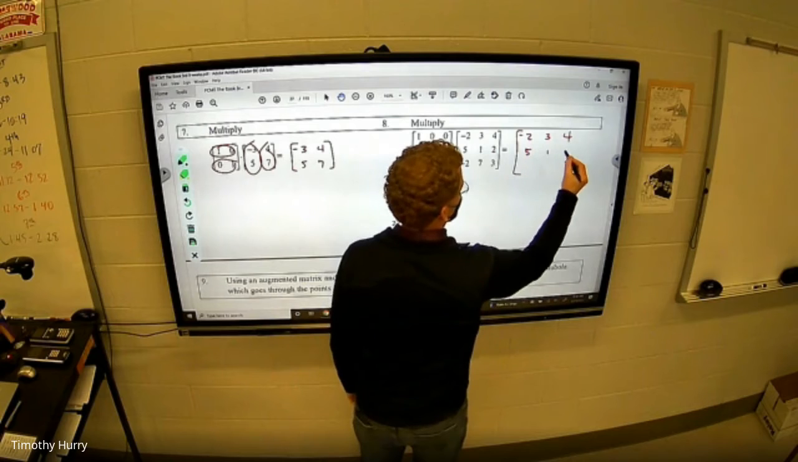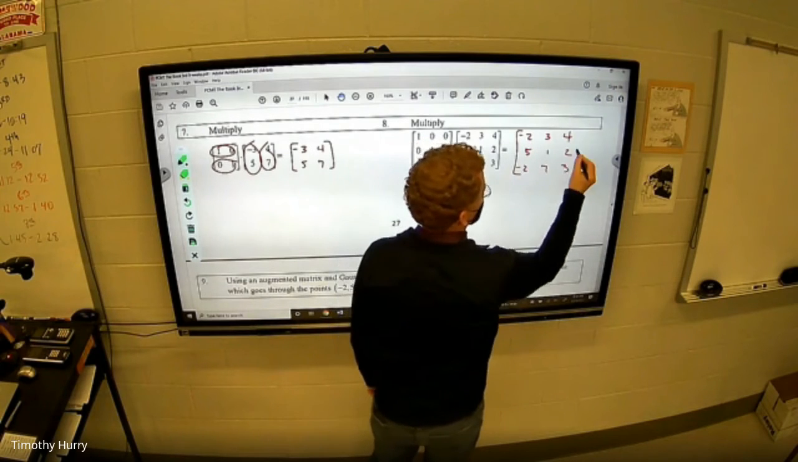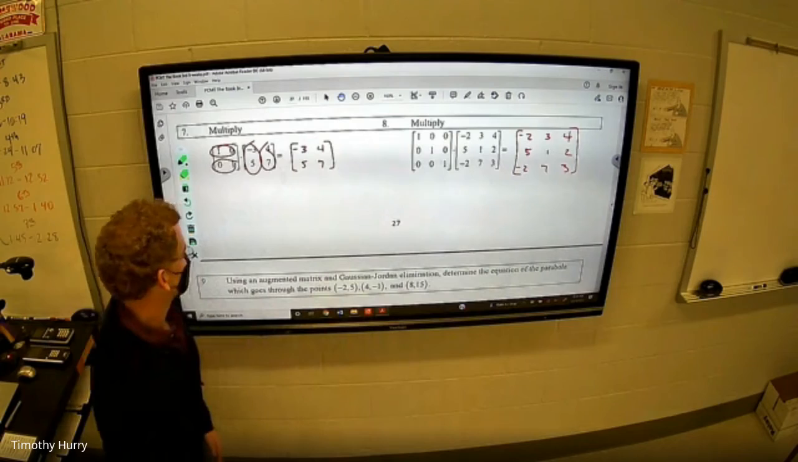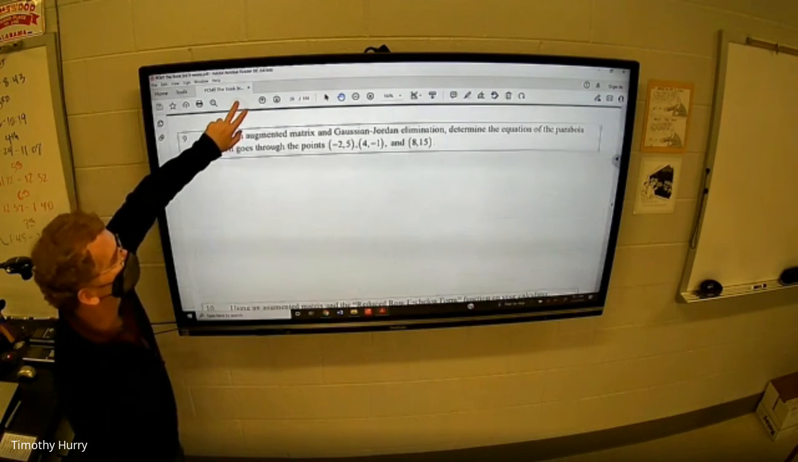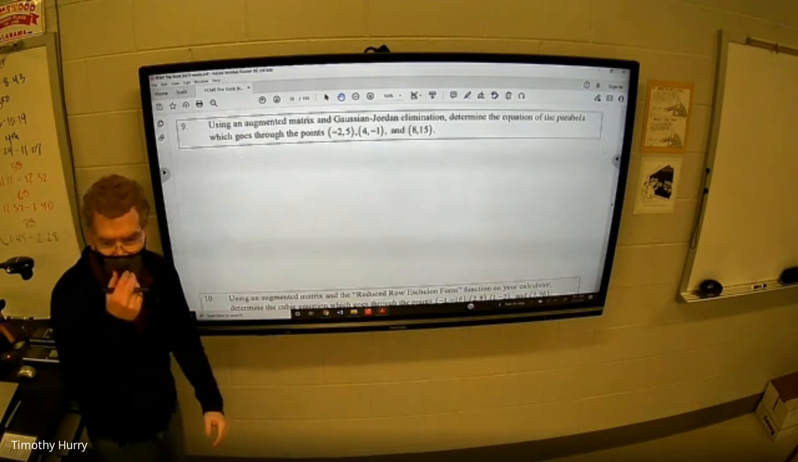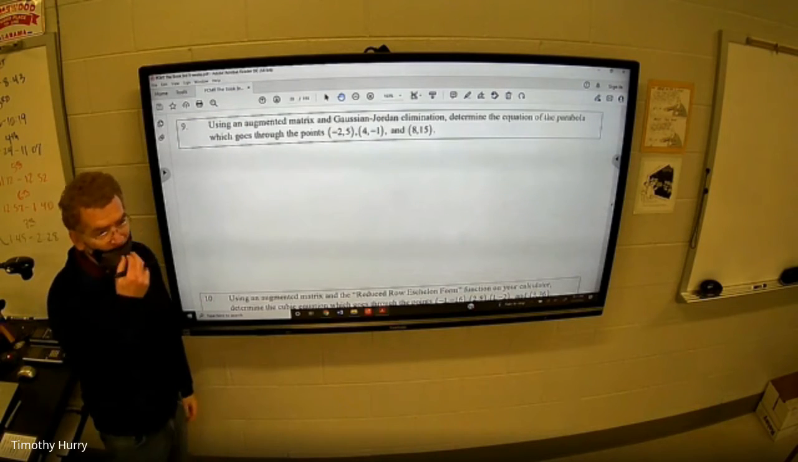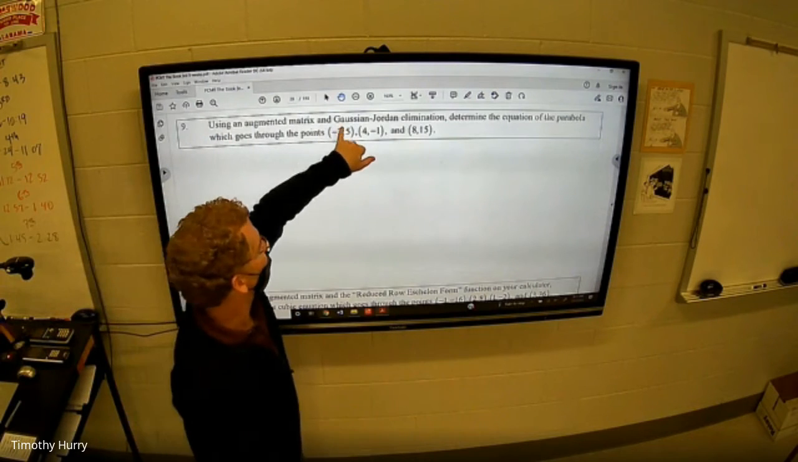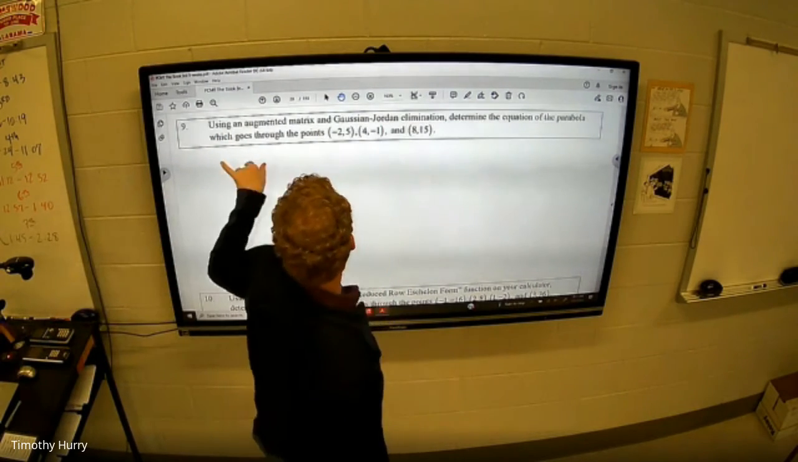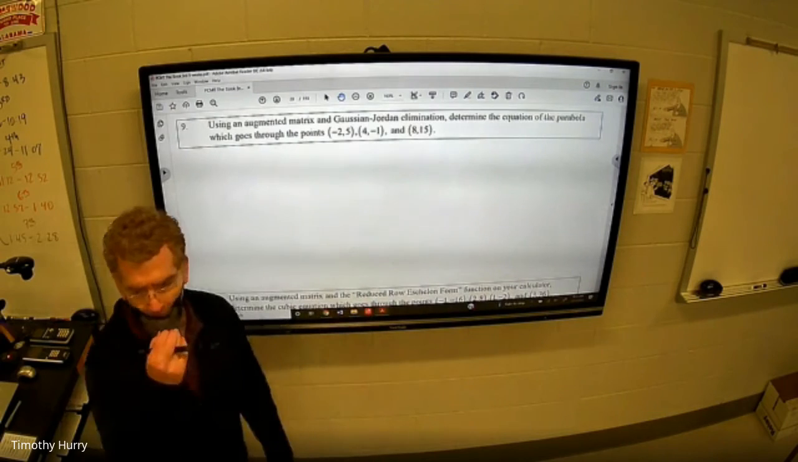You see that and know that, of course you can say this. Now, this stuff is a little new, but the process to solve is not. So this says use an augmented matrix and then Gaussian-Jordan elimination to determine the equation of the parabola going through those 3 points.